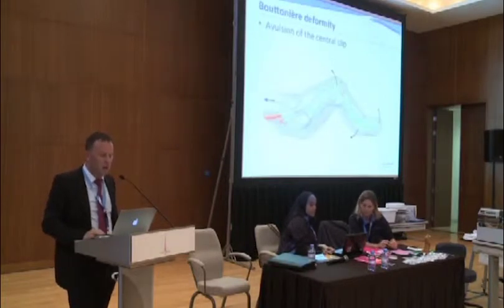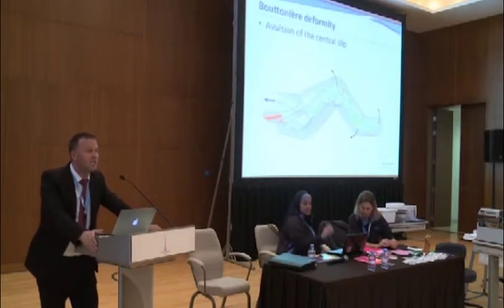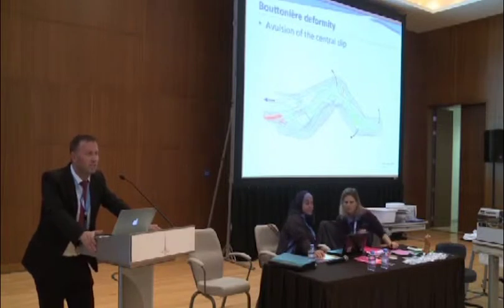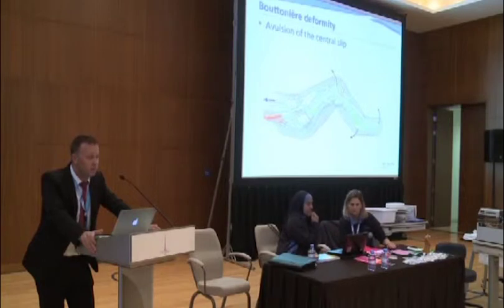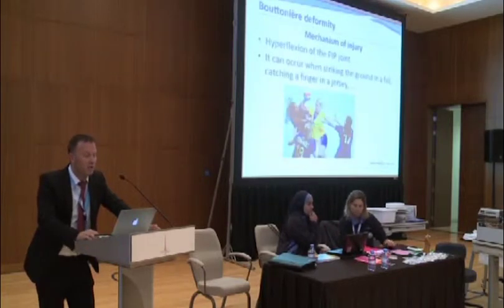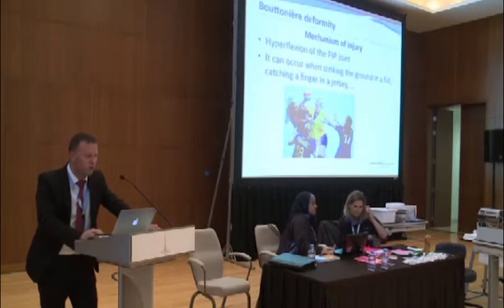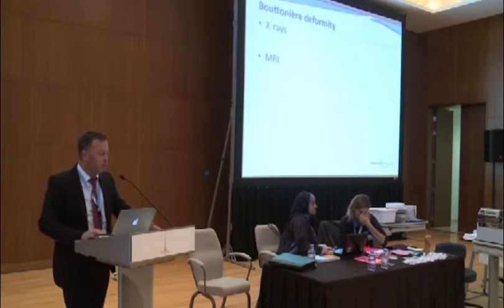Boutonniere deformity. You're right. The boutonniere deformity is the avulsion of the central slip of the extensor hood at the base of the middle phalanx. The mechanism of injury is a hyperflexion of the PIP joint. It occurs when there is some pulling of a jersey, or when the player falls down. You must do an X-ray and MRI to see the deformity.